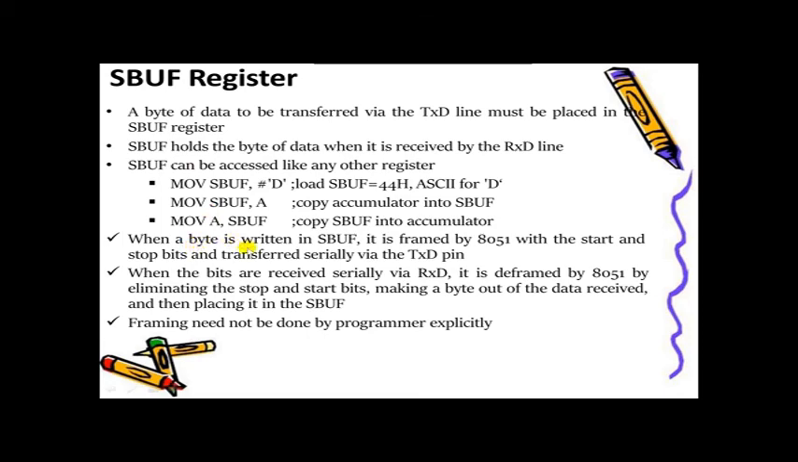When a byte is written in SBUF, it is framed by the 8051 with a start and stop bit and transferred serially via the transmit pin. When the bits are received serially via the receive pin, they are deframed by the 8051 by eliminating the start and stop bits, making a byte out of the data received and placing it in SBUF. Framing need not be done by programming explicitly.